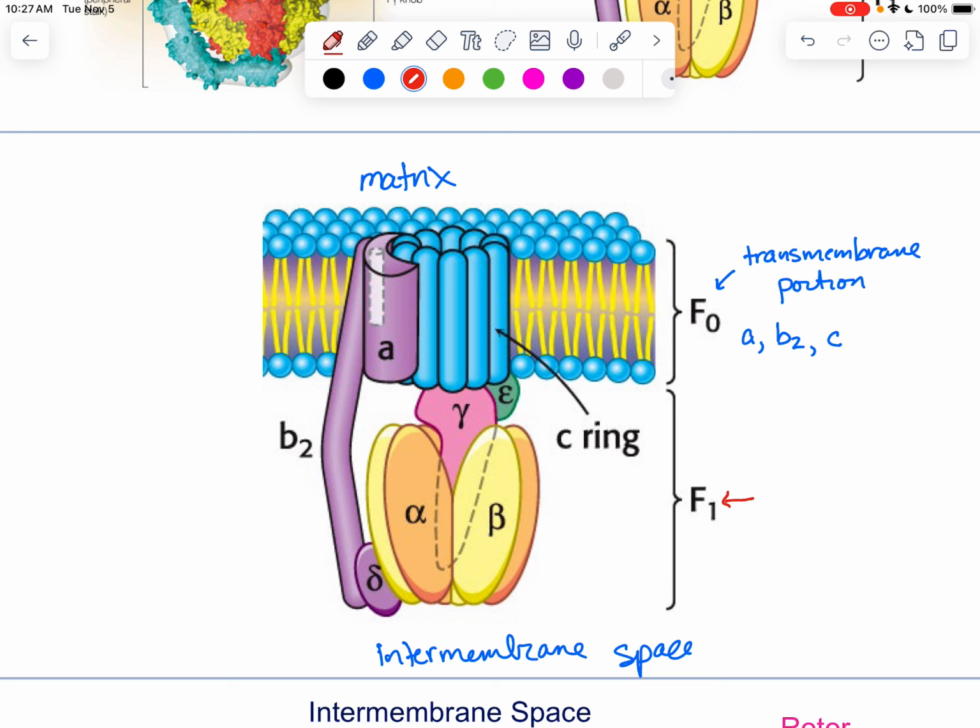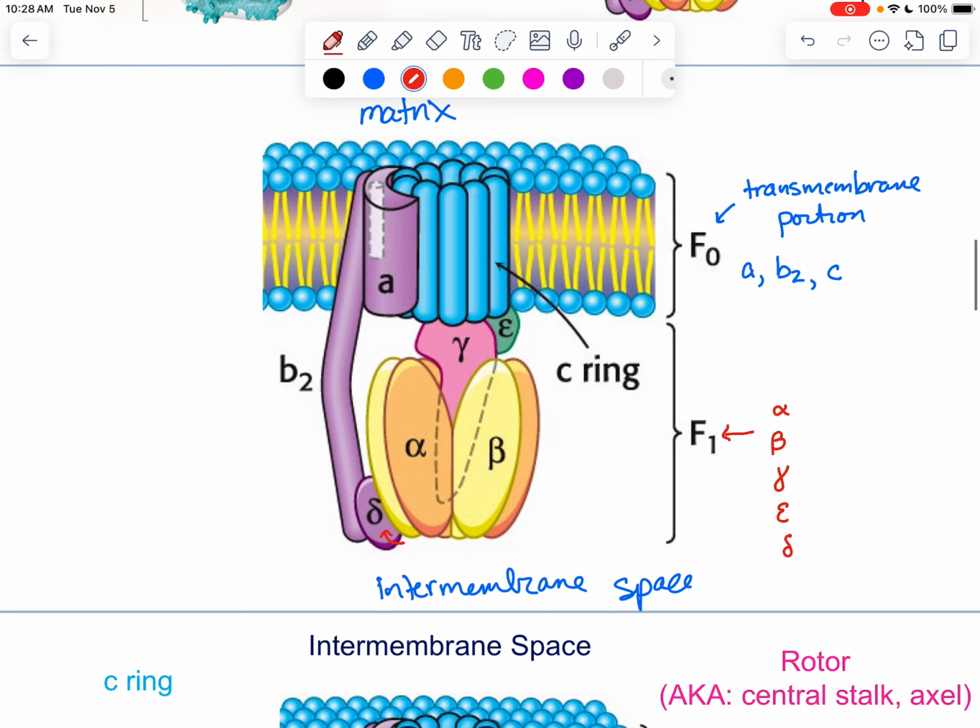In the F1 section, we're going to have alpha subunits, okay, shown in orange over there, beta subunits, shown in yellow, gamma shown in pink, epsilon shown in green, and the delta, so I went out of order here, but you got delta shown down here in this purple piece right there. So notice that we use the Greek letters for the F1 subunits. We use A, B, and C for the F0 pieces.